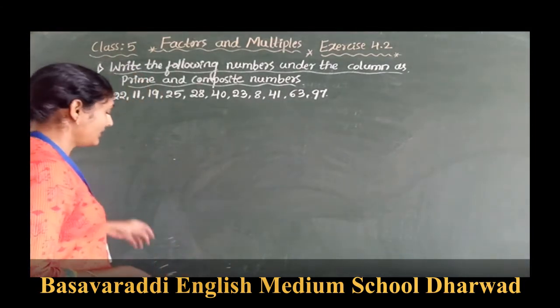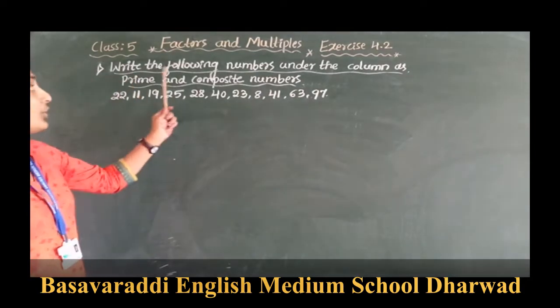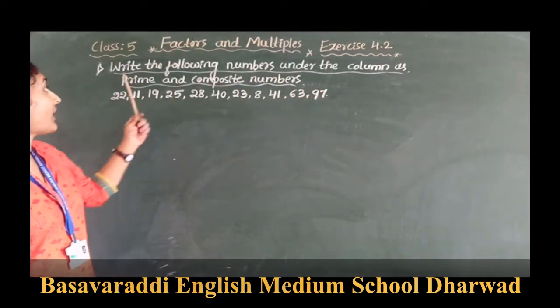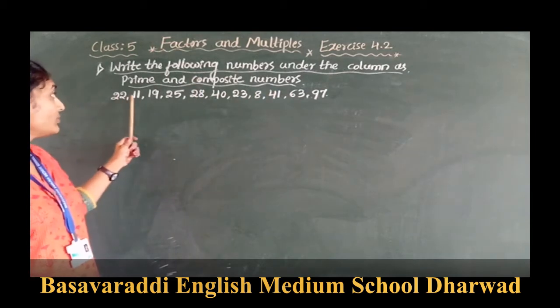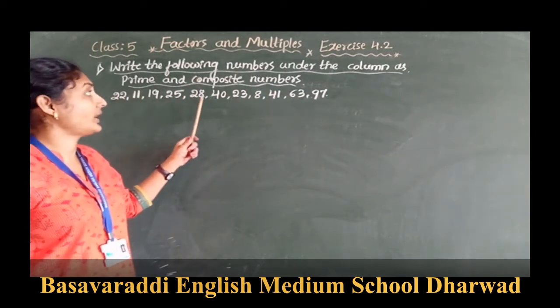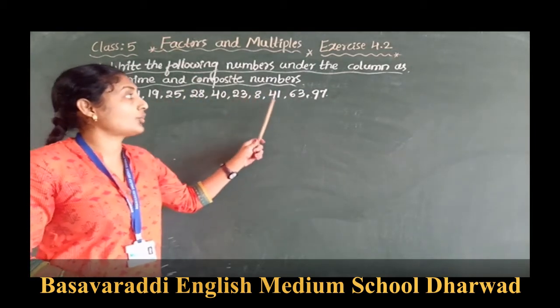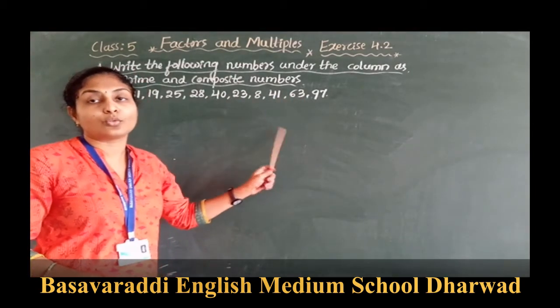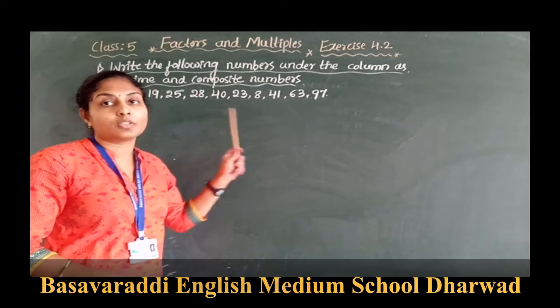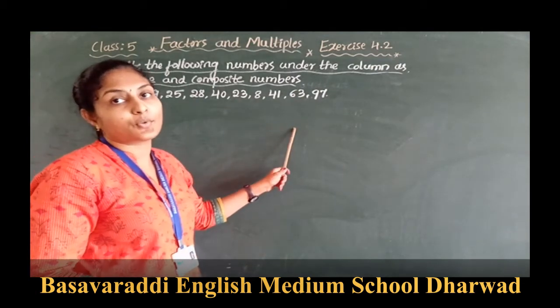The first question: write the following numbers under the columns as prime and composite numbers. The numbers are 22, 11, 19, 25, 28, 40, 23, 8, 41, 63 and 97. So we have to write two columns there. The first is prime number and the second is composite number.